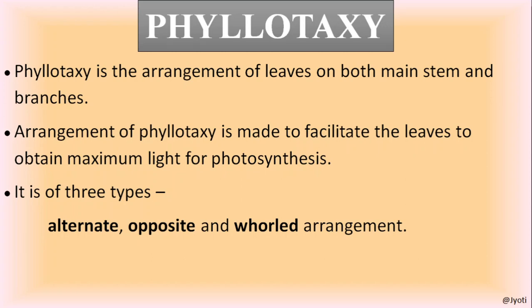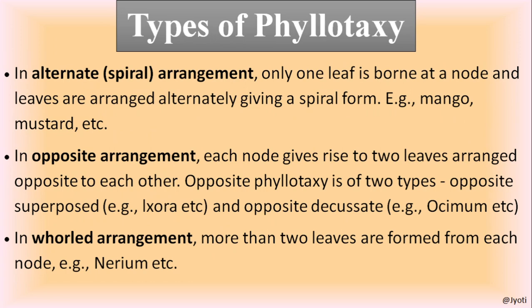So if on a stem the leaves are present one above the other, then the leaves which are present towards the lower surface will not get sufficient light. So that's why such type of arrangement is made. The phyllotaxy is of three types, that is alternate, opposite and whorled. So let us discuss the phyllotaxy one by one.